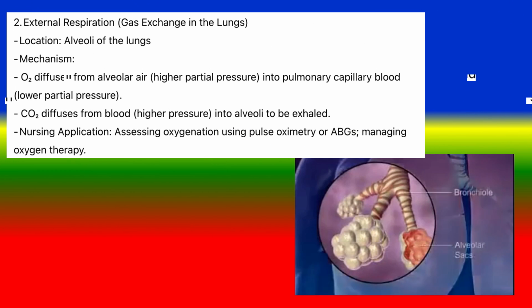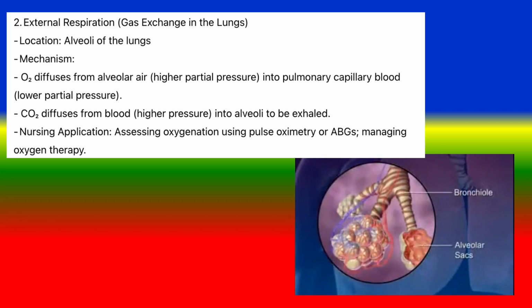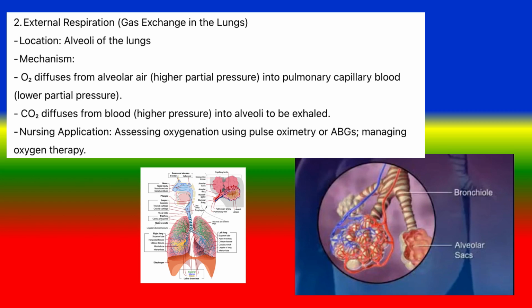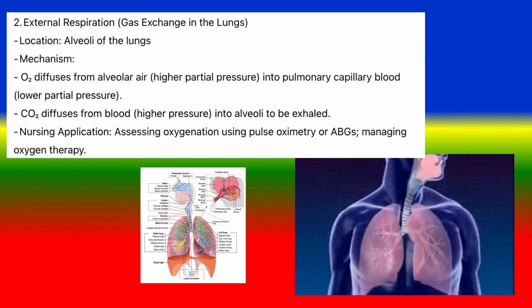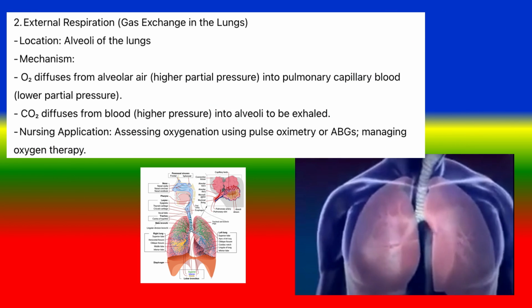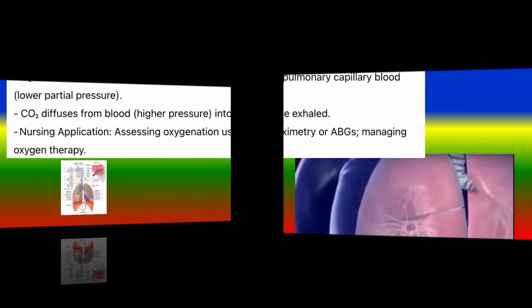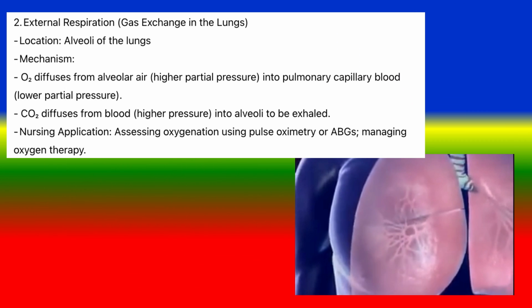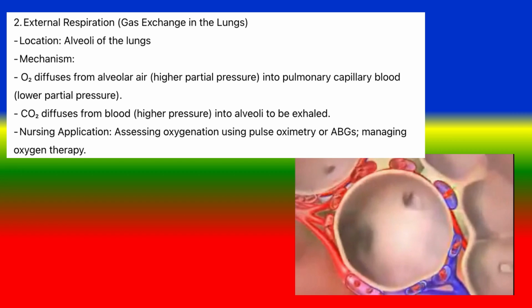2. External respiration, gas exchange in the lungs. Location: alveoli of the lungs. Mechanism: O2 diffuses from alveolar air, higher partial pressure, into pulmonary capillary blood, lower partial pressure. CO2 diffuses from blood, higher pressure, into alveoli to be exhaled. Nursing application: assessing oxygenation using pulse oximetry or ABGs, managing oxygen therapy.